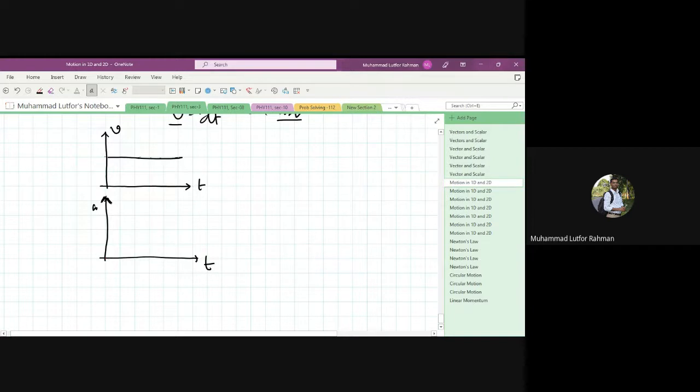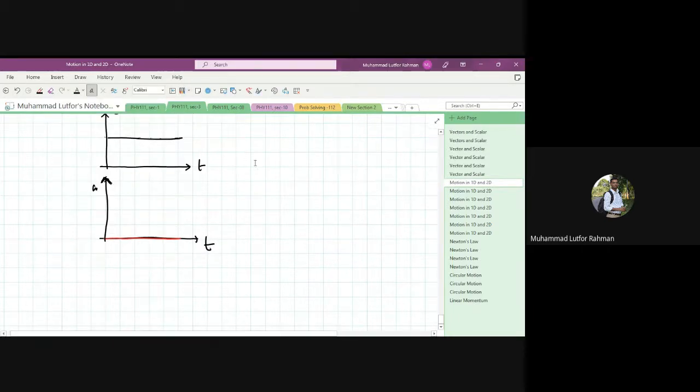So that means in that case, you can say that the acceleration along the t-axis, your time will increase, but the acceleration stays at zero value. It will remain the same, right? Now, what about the position versus time graph?